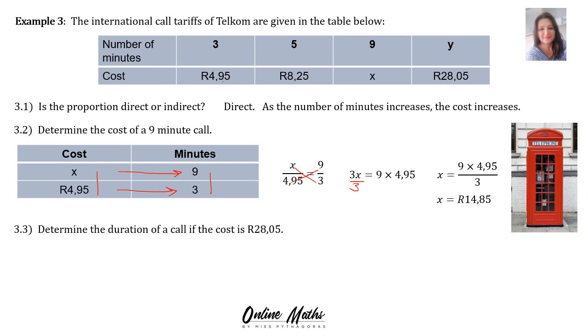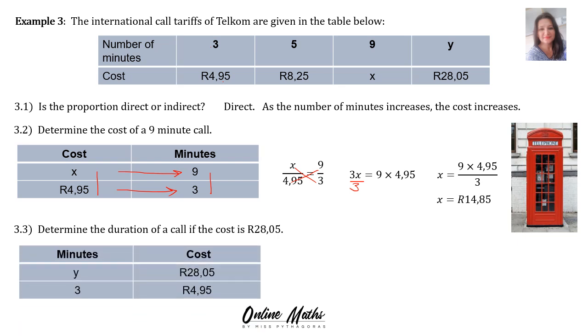3.3. Determine the duration of a call if the cost is R28.05. Again, you make a table, minutes cost. So now Y minutes, the one you're looking for on top, and then the cost is R28.05. So I used 3 minutes again as my base. So 3 equals R4.95. And then you're going to say Y over 3 and R28.05 over R4.95. There, I did it for you.